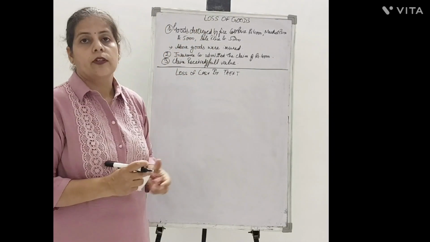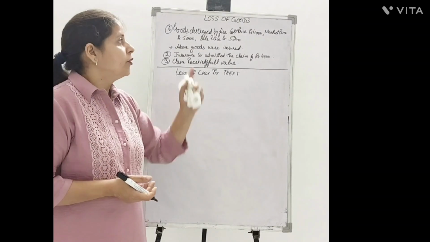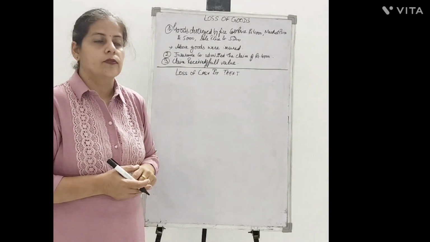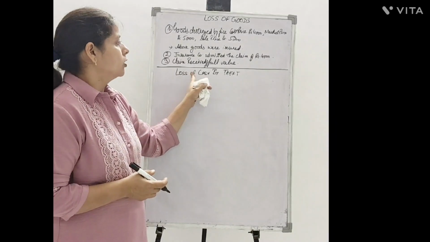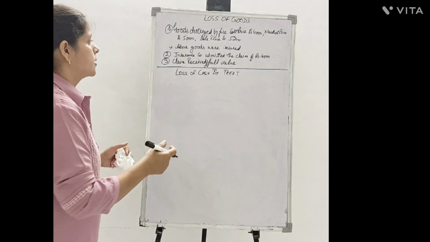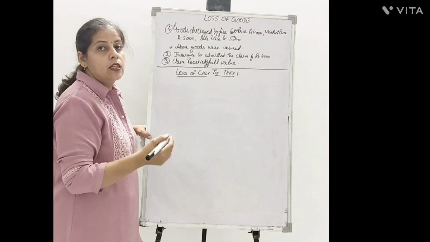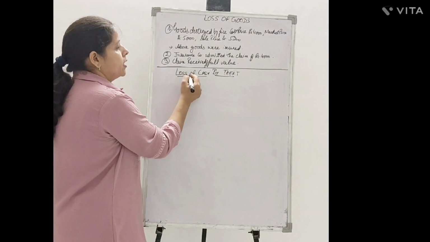We are continuing today with the topic of loss of goods, how it is to be treated in the journal. Before starting with the topic of loss of goods, let's start with the topic loss of cash by theft. Take an example that in a business there is a loss of cash. Some employee has stolen the cash. So what journal would be there?